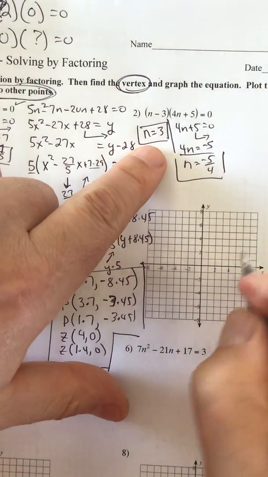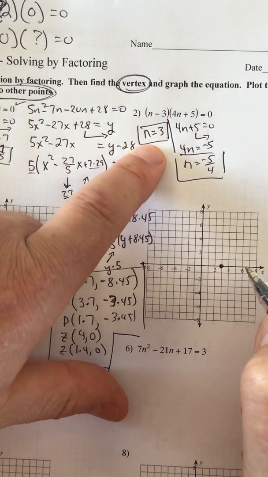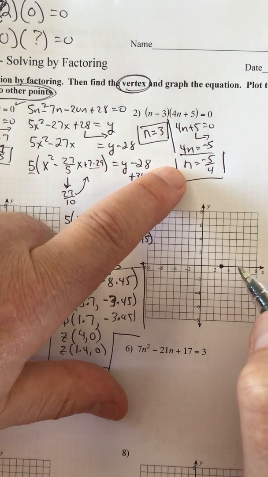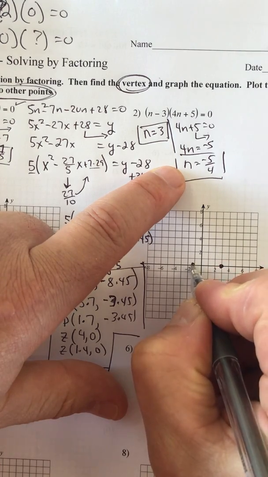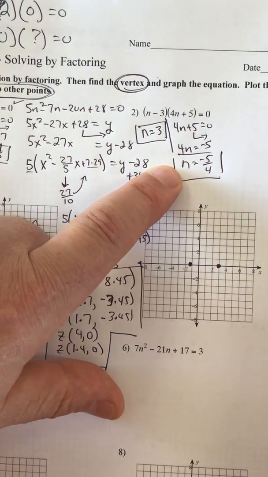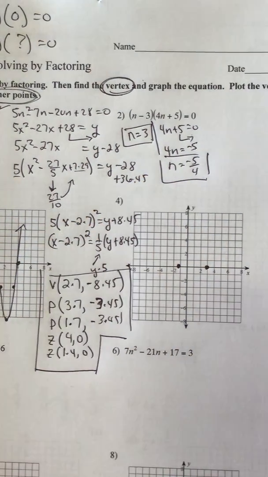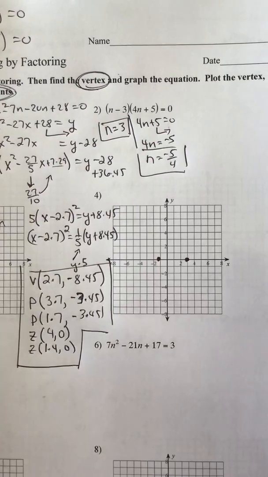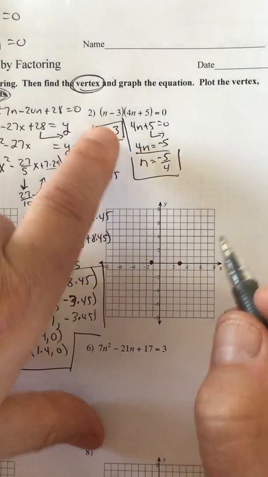I can plot those already. 1, 2, 3, 0. Right there's that one. It means it's over 3, up 0. This one is negative 1 1/4, up 0. So there they are on the graph. That's what finding the zeros are. Okay, I'm going to complete the square and get the rest of the things. So I can get the vertex, and then a point to the right of the vertex and a point to the left of the vertex.